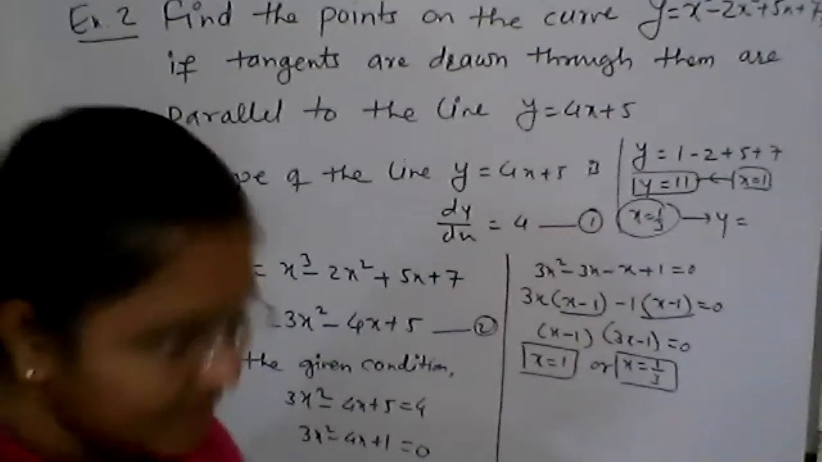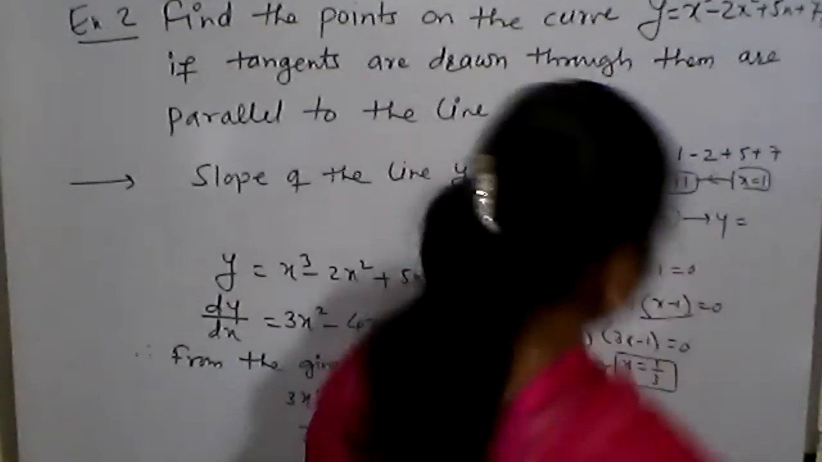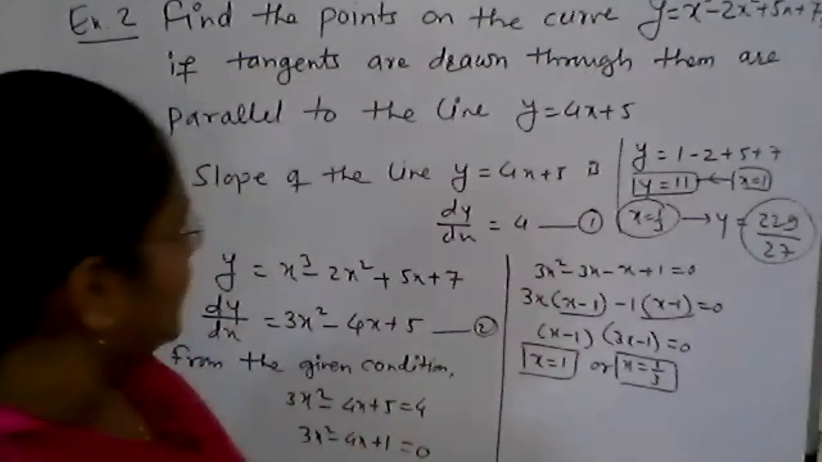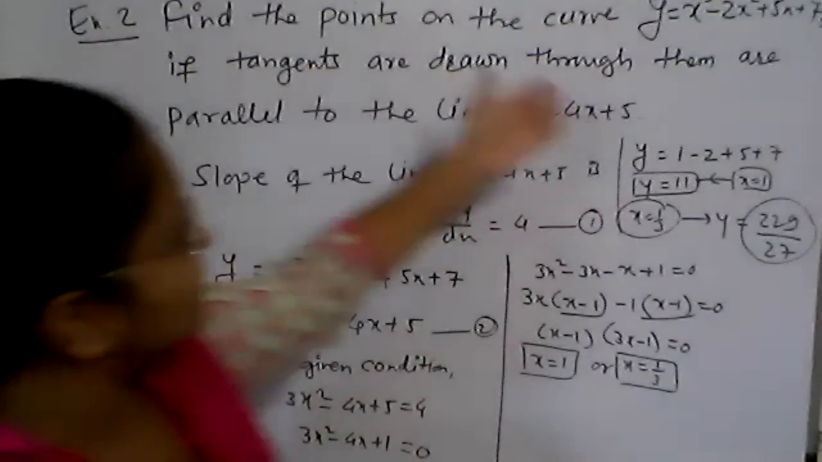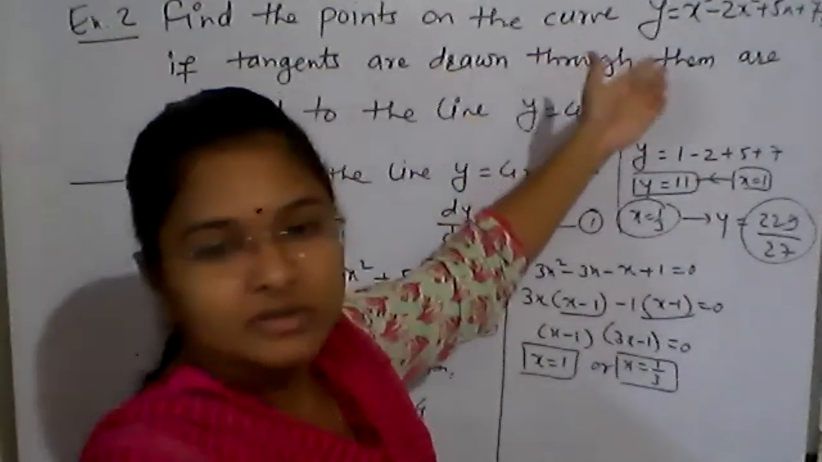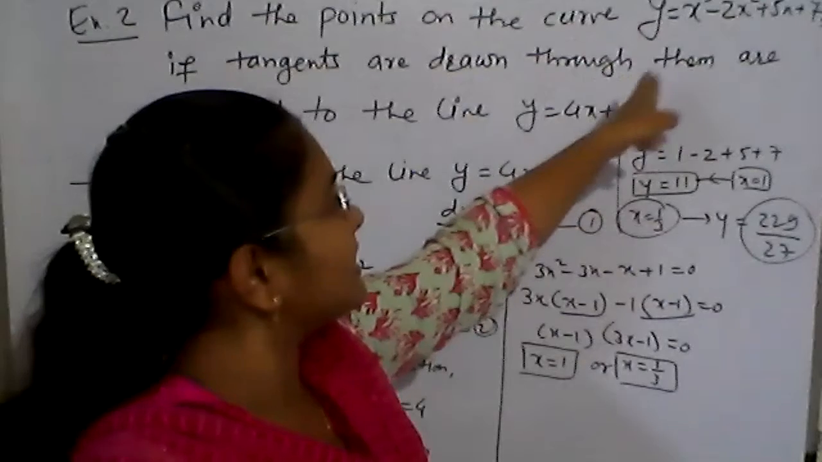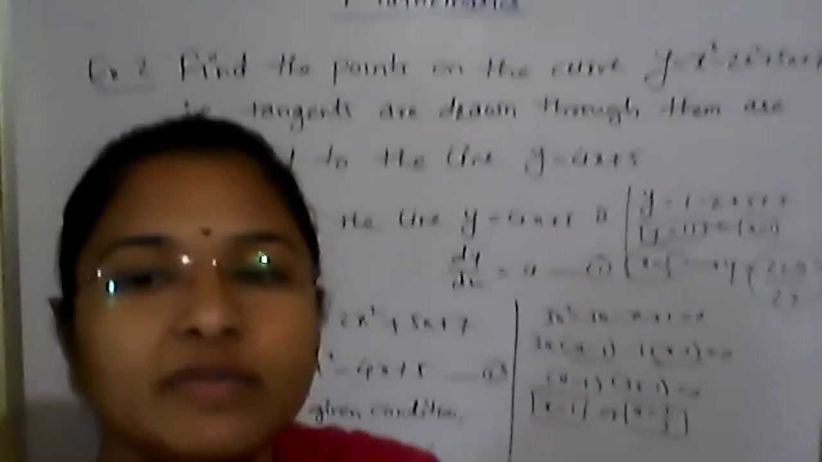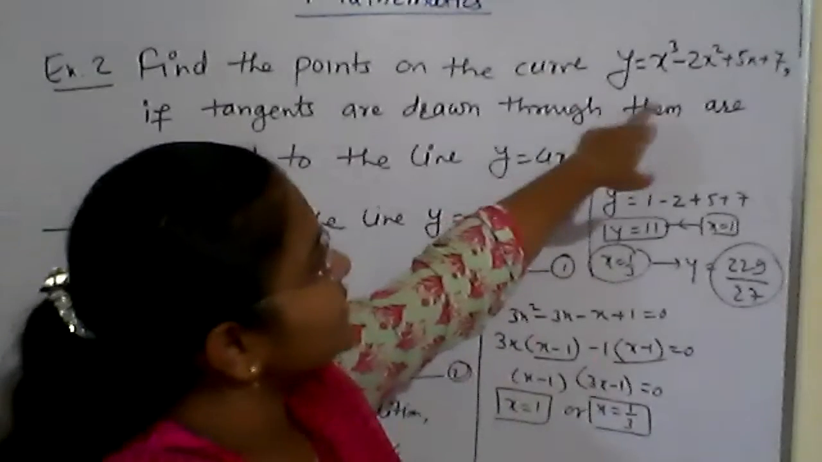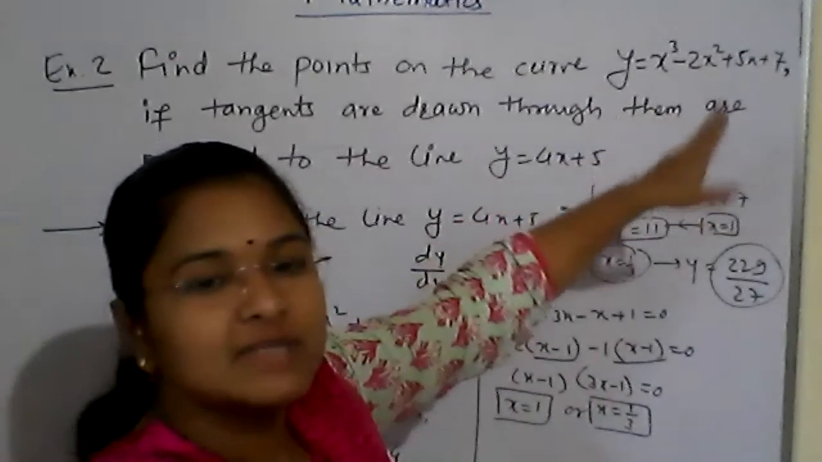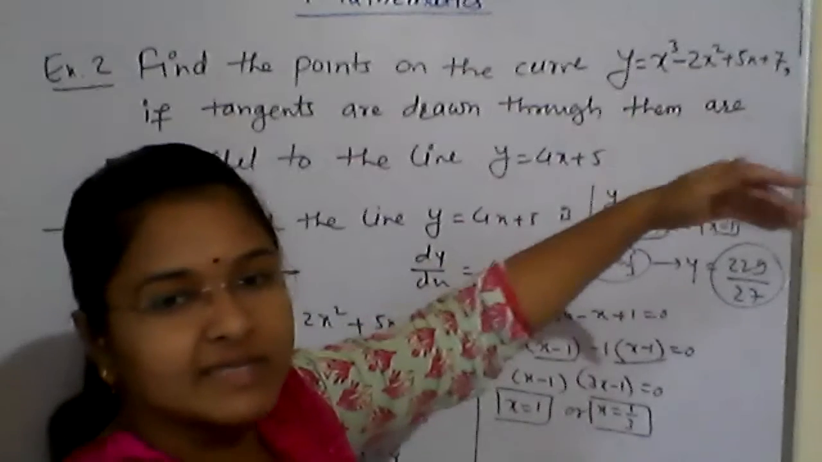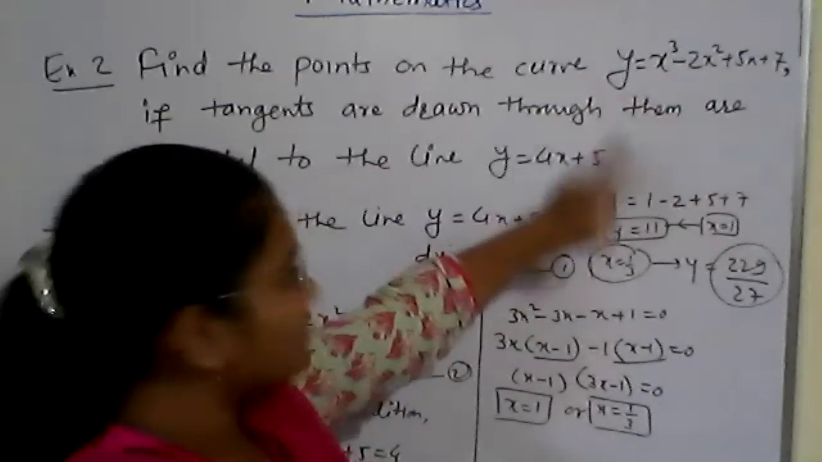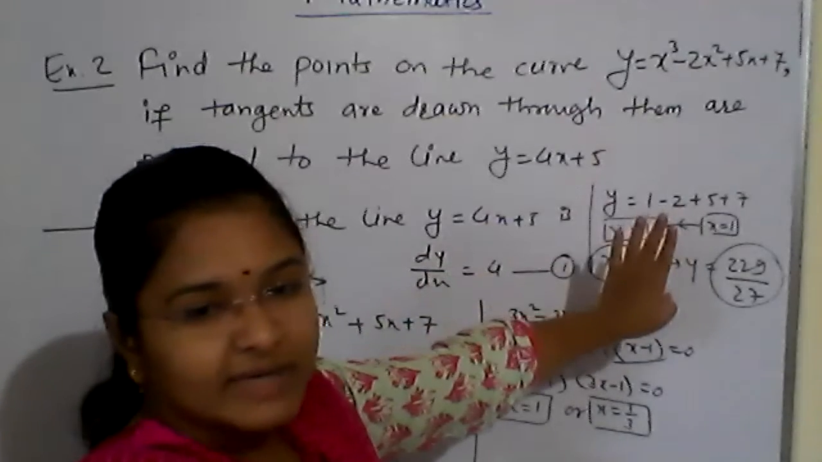You have to solve it, it will come out big. Calculate: 1/3 cubed will be 1/27, since 3 cubed is 27. So 1/27 minus 2/9 plus 5/3 plus 7. The LCM will be 27, so you have to multiply the required numbers on top. So what you will get is y equals to 229/27.